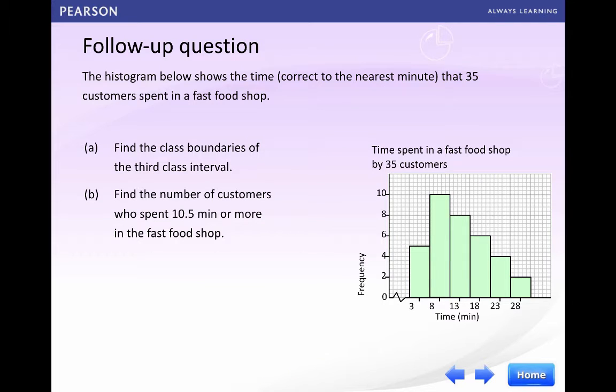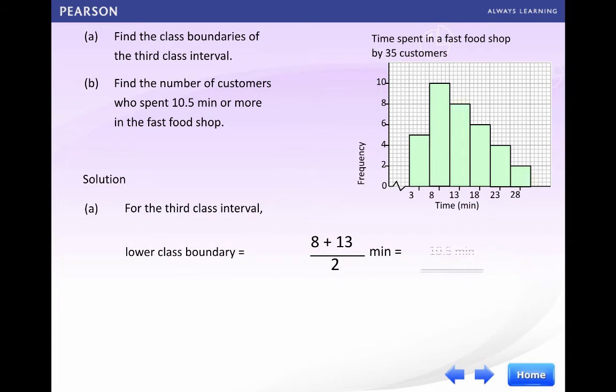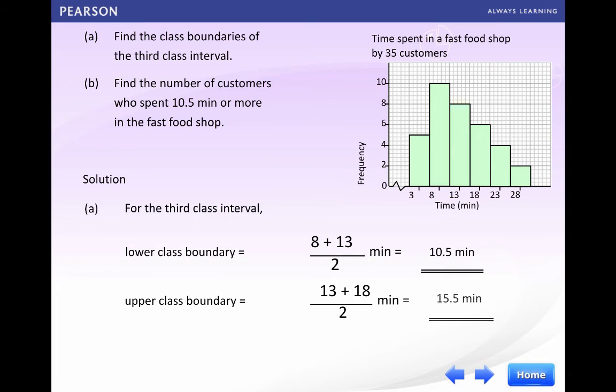So look at this question. Find the class boundaries of the third class interval and find the number of customers who spent 10.5 minutes or more in the fast food shop. So for the first part, if we want to find out the class boundaries, we can find the lower class boundary by adding the two class marks and then dividing by 2. So we get 10.5 minutes. And for the upper class boundary, add this class mark and the next class mark and then divide by 2, and you get the upper class boundary.